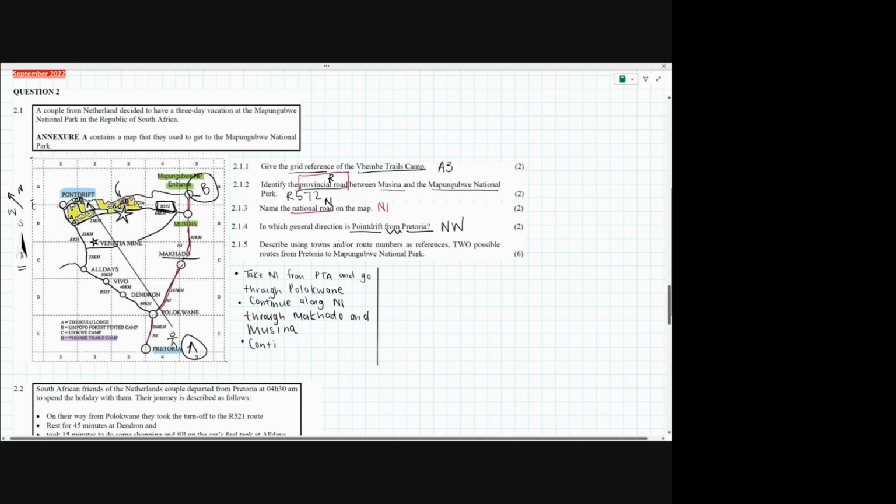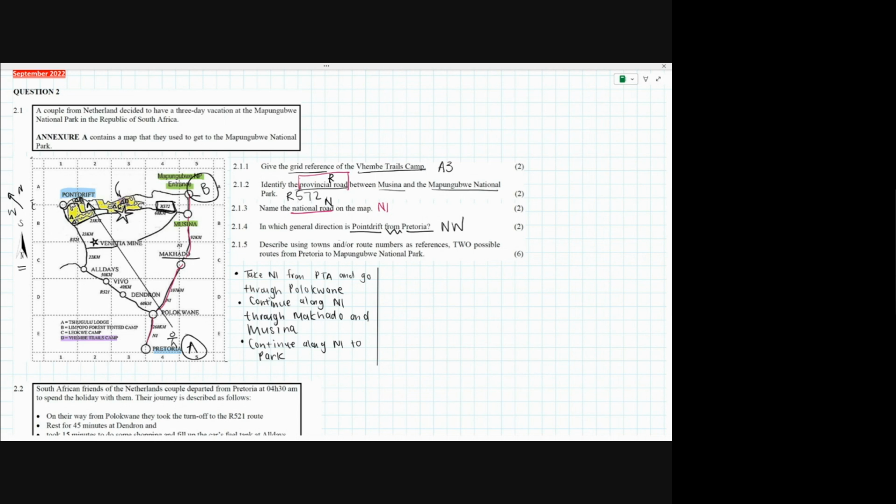continue along the N1 to the park. Obviously, you would put the name of the park. I'm just lazy and I'm not going to do that. So, as she said, try and be as descriptive as possible when you give your routes.